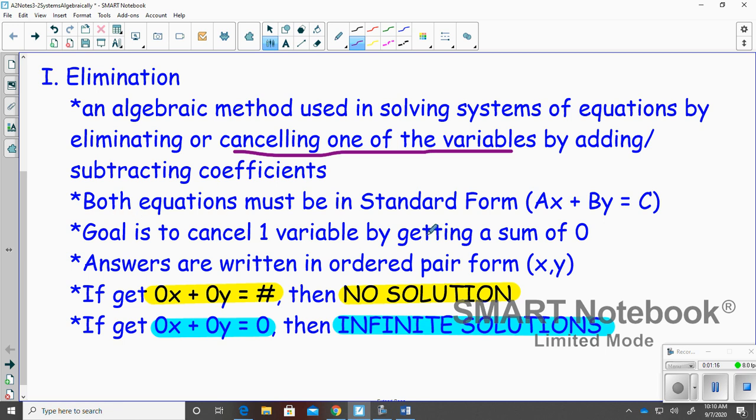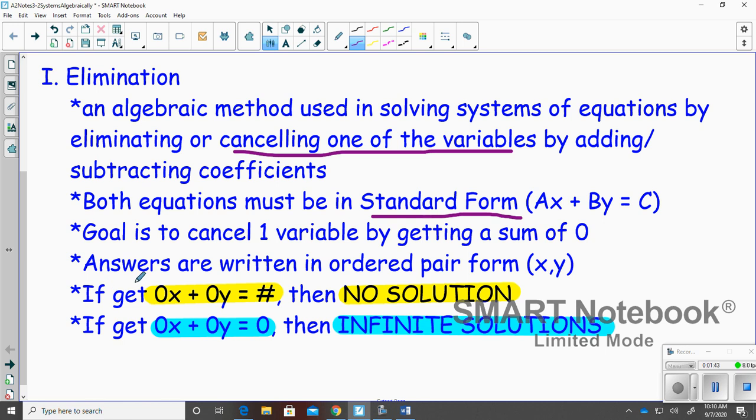Both equations must be in standard form. Quick reminder, standard form from Algebra 1 is ax plus by is equal to c. Your goal is to cancel one of the variables by getting a sum of 0. In other words, if you have a 7x and then in the next problem you have a negative 7x, together that makes 0x, and that's what I mean by canceling. You want it to add to 0.